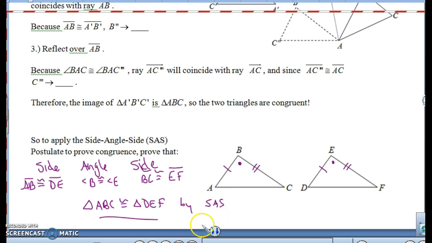What we're going to do in proofs is figure out how to get them to work on side, angle, side. Now, in class tomorrow, we are going to be looking at applying side, angle, side to a proof. So you have to know two sides and a pair of included angles are congruent to prove side, angle, side.